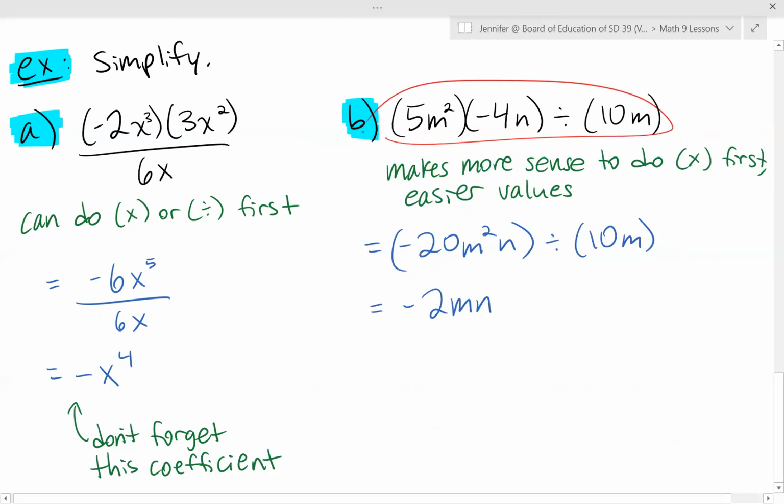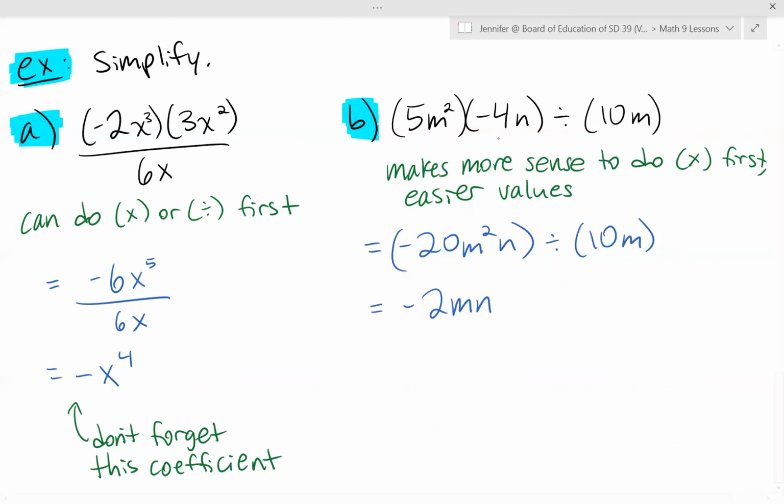For this example, again, it doesn't technically matter if you do multiplication first or division first, but in this example, it makes more sense to do the multiplication first. Because if we did the division first, -4 divided by 10 doesn't give us a nice number. It doesn't give us an integer. That would be a fraction, and that's a little harder to work with. So let's do this first and then do our division. 5 times -4 gives us -20. Don't forget those sign rules.